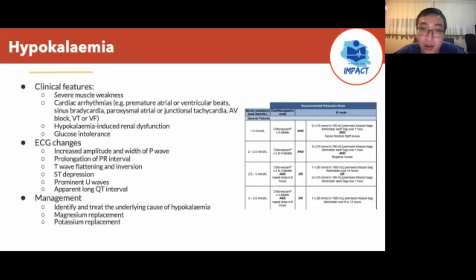So feel free to be very, very liberal with how much Chlorvescent you give these patients. Do you guys know the side effects of Chlorvescent or Slow-K, which patients would routinely complain about?